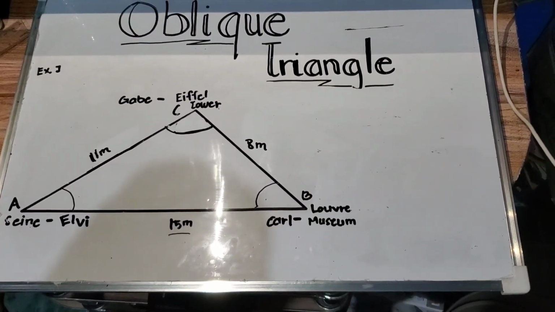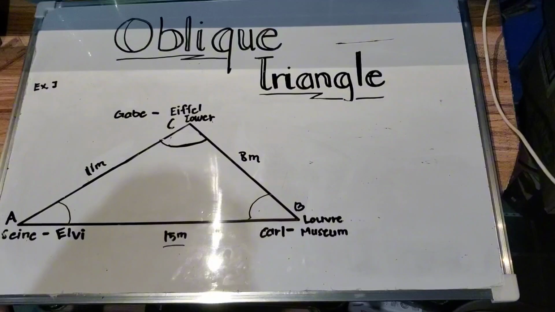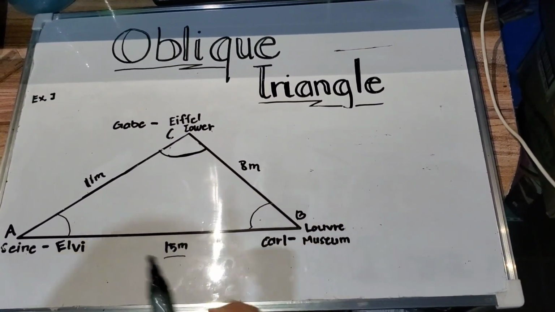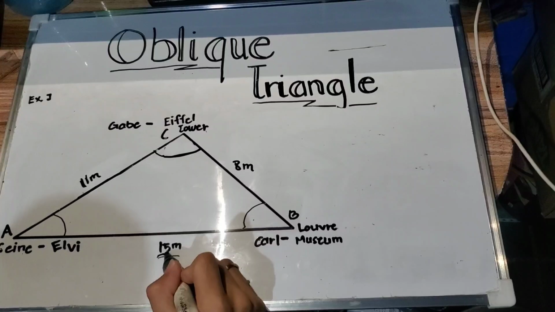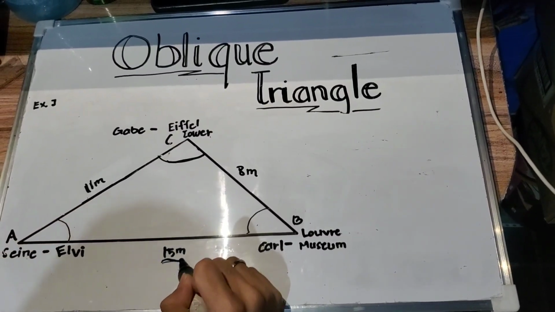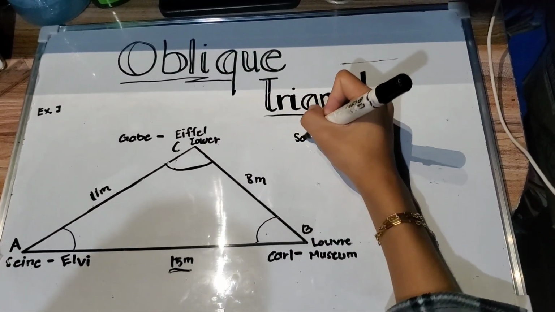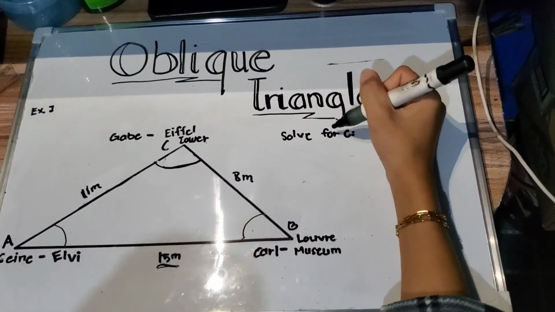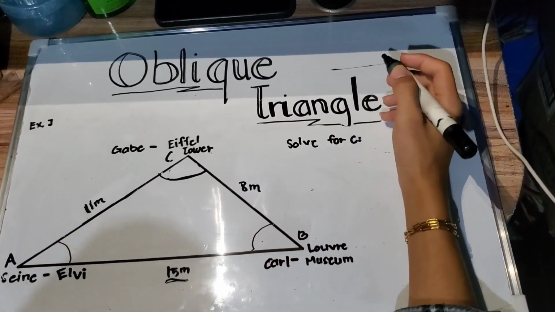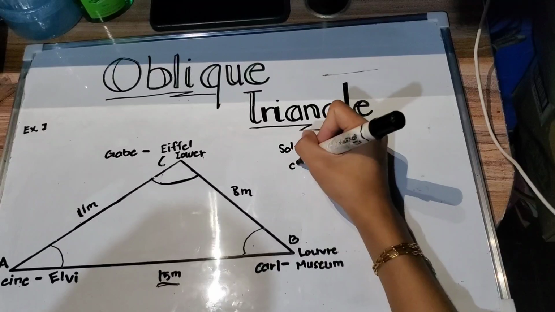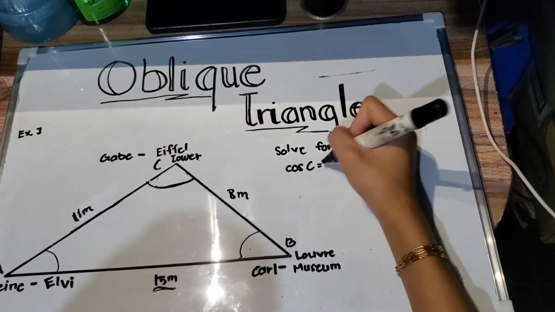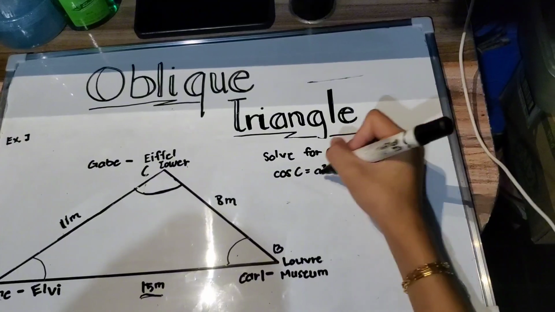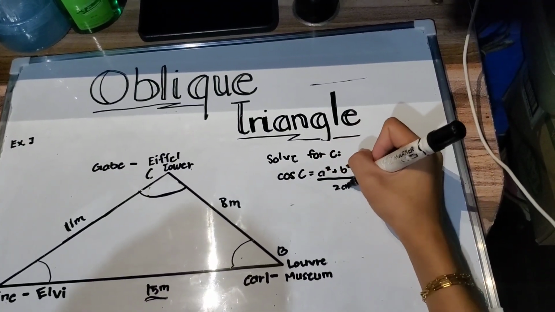As I've said earlier, the first step to do is to solve for the measure of the angle opposite to the longest side. Since the longest side is 15 meters, and the angle opposite to 15 meters is C, we need to solve for the measure of angle C. In solving the measure of angle C, the formula for angle C is cos C is equal to a squared plus b squared minus c squared all over 2ab.